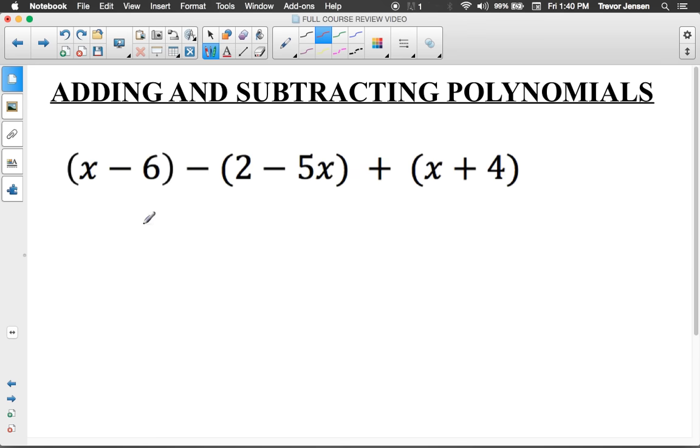You probably would have learned this section before distributive property. You would have learned adding and subtracting polynomials. I think it's easier to do this section after you know distributive property.